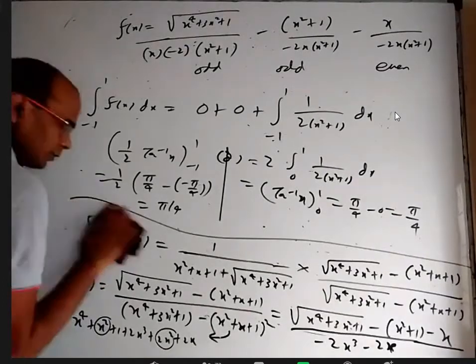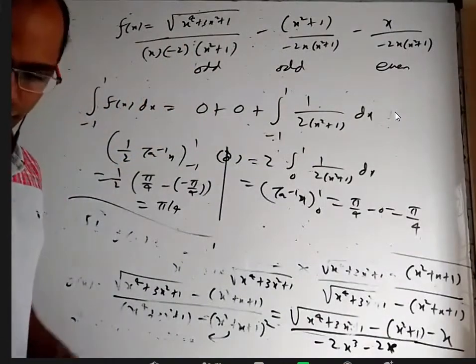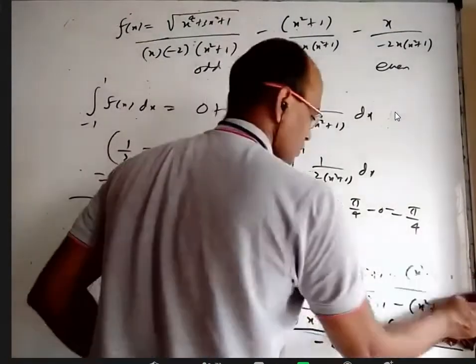Okay, I'm erasing this thing. 53 is very simple. It's just an odd function, so it is 0. That's it.